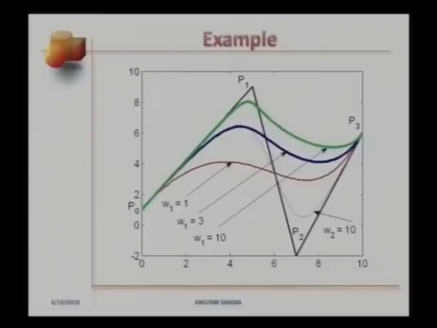Let's now see if the same is true if I raise any other weight. Now, if I keep W0 as 1, W1 as 10, W3 as 1, and if I raise W2 to 10, I get this curve in magenta. Now, P2 has attracted the curve towards it.